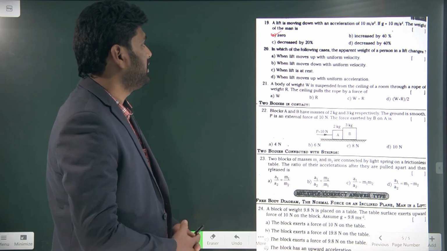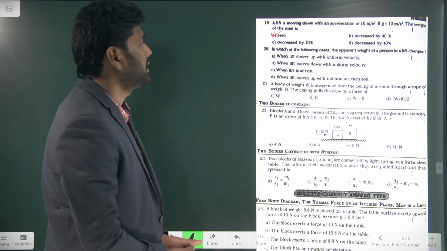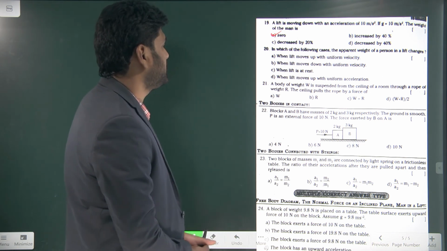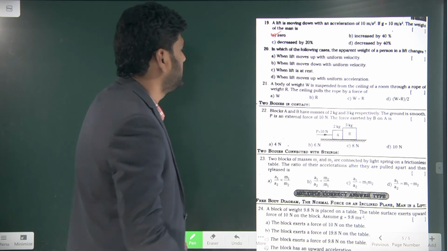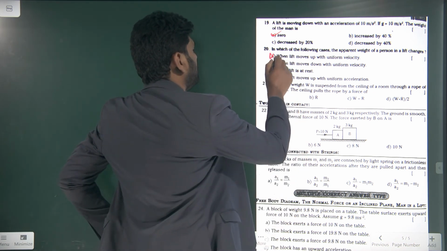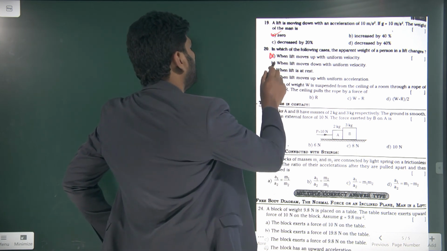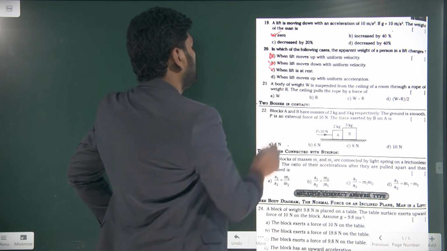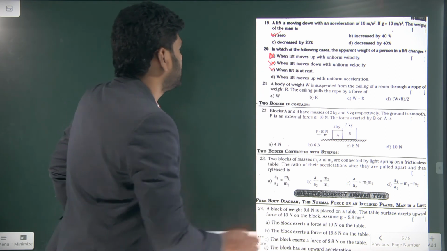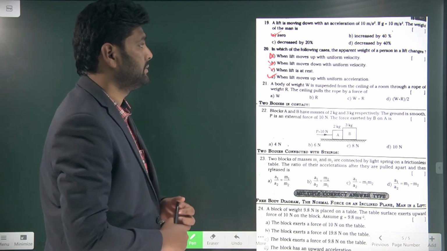Next, in which of the following cases the apparent weight of a person in a lift changes? When lift moves with uniform velocity? No. When lift moving with uniform velocity down, this is also wrong. When lift is at rest, this is also wrong. Lift moves up and down with acceleration. So option D is your right answer.